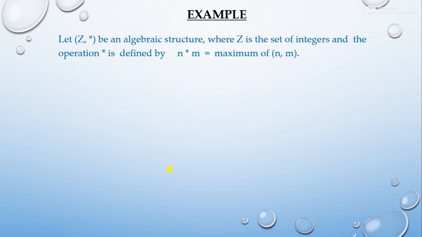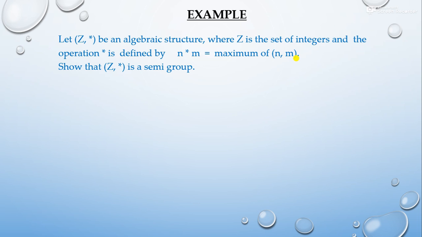Okay, now let's take another example. Here we have the set Z, which is obviously the integer set, with a binary operation, forming an algebraic structure where Z is the set of integers and the operation star is defined by n star m equals maximum of n, m. So if we have two numbers n and m, the result is the maximum of n and m. Now let's verify this.